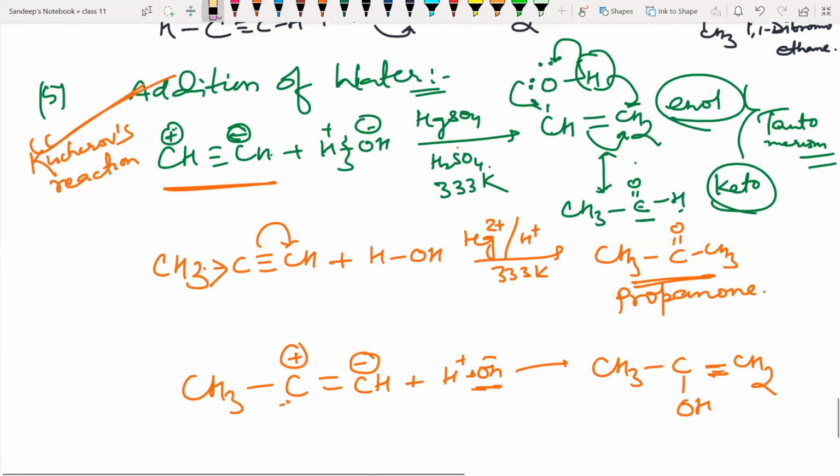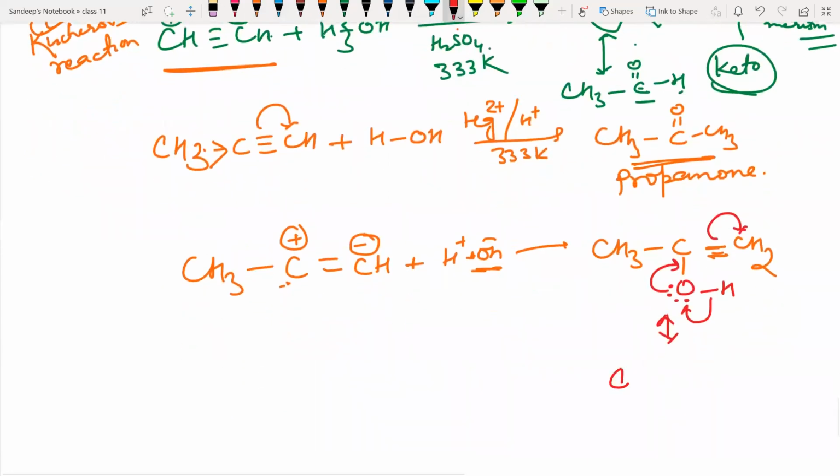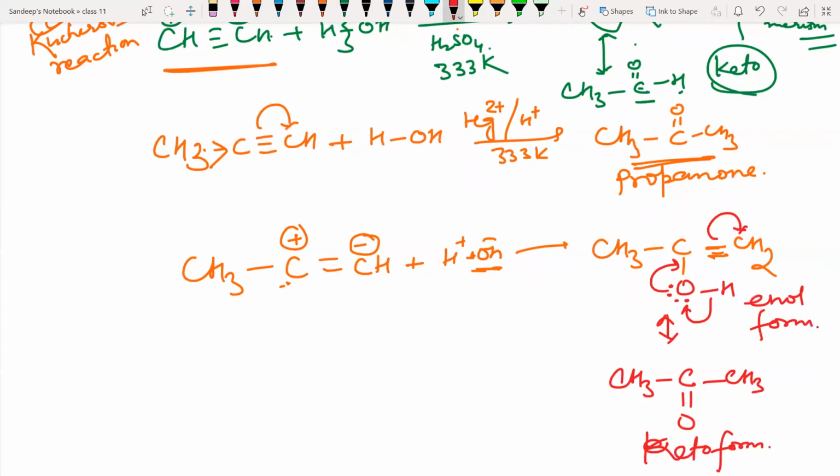Let me give you the mechanistic part. These will shift here. This has two lone pairs. This will shift here. This will shift here, and finally this proton will be attached to the CH2 minus group. So it will convert to CH3C double bond O, and this will become CH3. This is called the keto form, that is propanone, and this is called the enol form. So this is keto-enol tautomerism. Very important reaction.